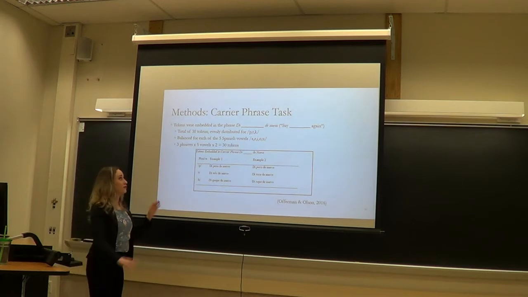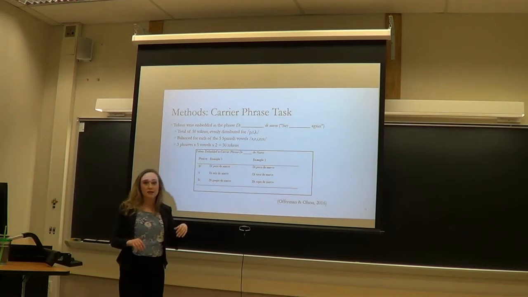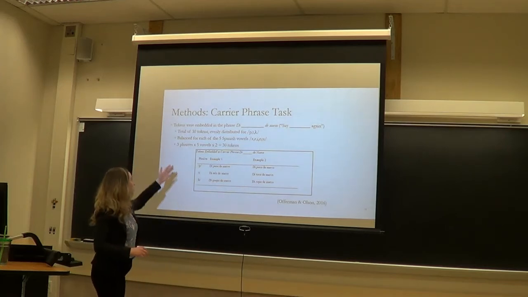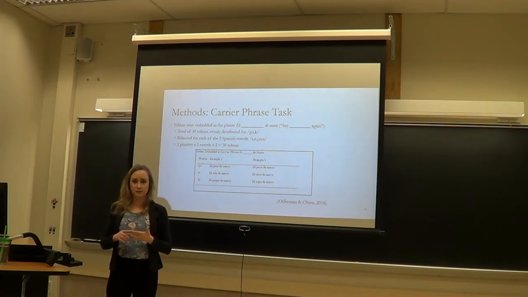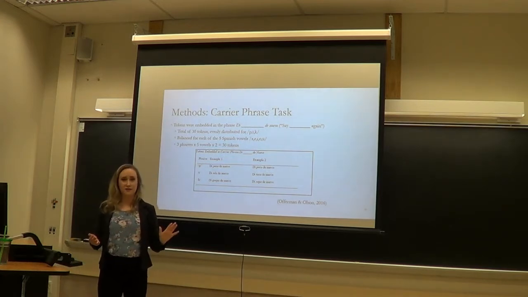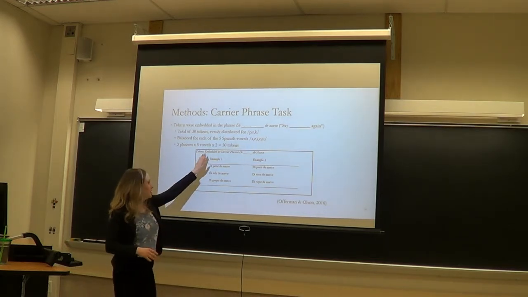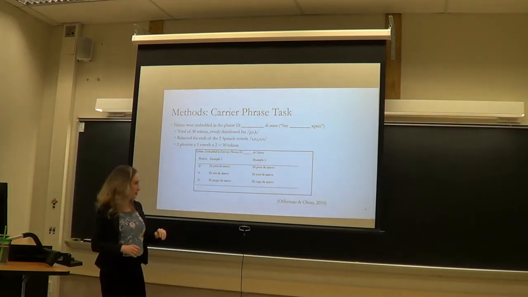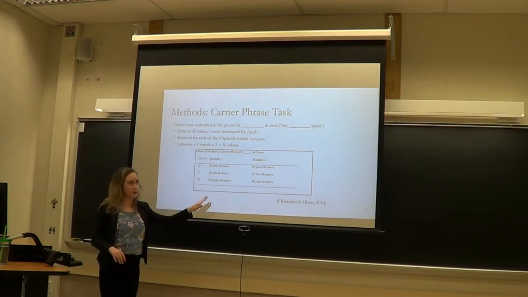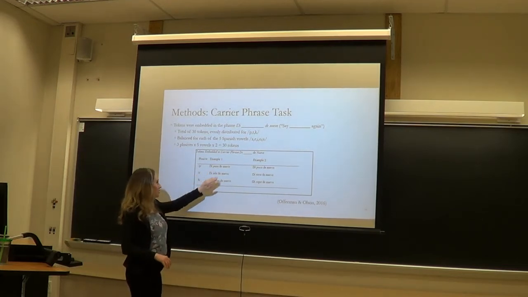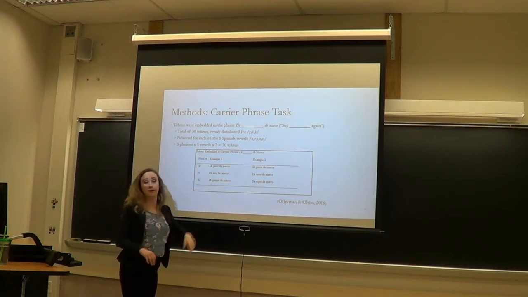So, for the first task, the carrier phrase task, tokens were embedded in the phrase "di X de nuevo." There were a total of 30 tokens. These were all evenly distributed for p, t, k. They were also evenly balanced for the 5 Spanish vowels a, e, i, o, u. And there were 2 of these each, so we had a total of 30 tokens for this task. And as you can see here, there's a table of some examples. So here for pa, "di pesa de nuevo," ta, "di tela de nuevo," ka, "di quepo de nuevo."